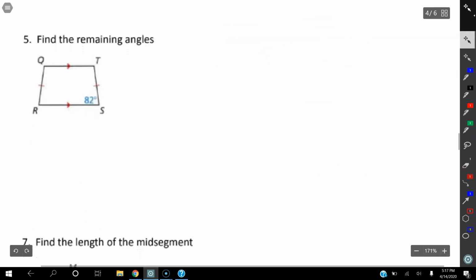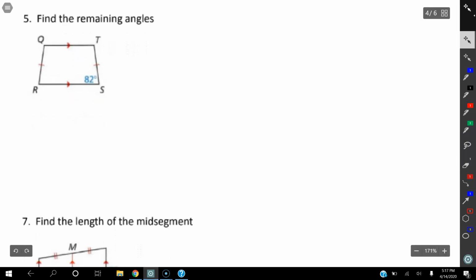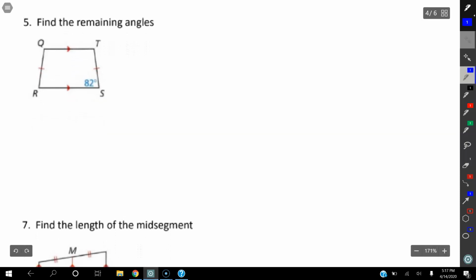All right. Number 5, find the remaining angles. So let's see what we got here. Looks like we have an isosceles trapezoid. Okay, and we got parallel markings, we got congruence tick marks. So to find the remaining angles, well, in an isosceles trapezoid, the base angles are equal. They're the same. So those are both 82 degrees.